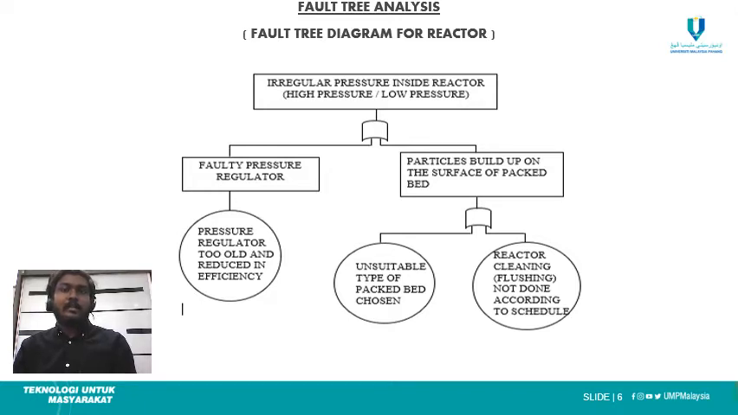We can possibly solve this irregular pressure problem by replacing the old pressure regulator, or choosing the most suitable packed bed for the reactor, or by performing cleanup as per schedule.